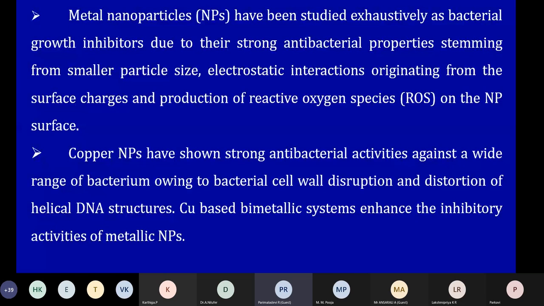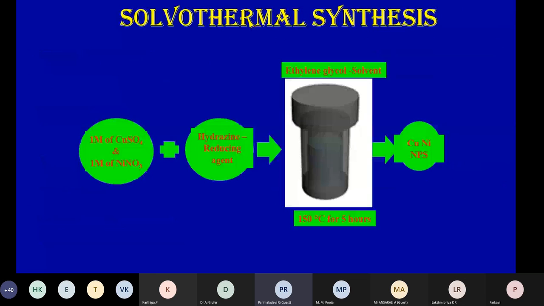This copper based bimetallic system enhances the inhibitory activity of metallic nanoparticles. It was also combined with silver and gold, and that was widely studied. But even silver and gold, we know, are very costly, so we go for economical antibacterial agents. So we prepared copper nickel bimetallic nanoparticles. That was prepared using the solvothermal method. The solvothermal method is a simple method; you can easily prepare it if you have an autoclave and a furnace.